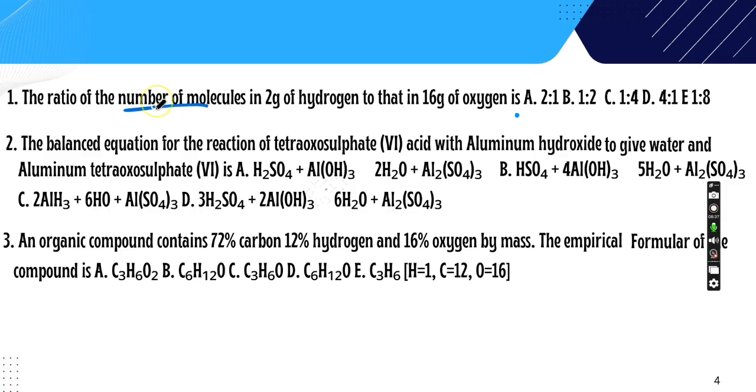The number of molecules of a substance present in 1 mole of it is the same thing as Avogadro's constant. That is 6.02 multiplied by 10 raised to power 23. That's the number of molecules in a mole of a substance.